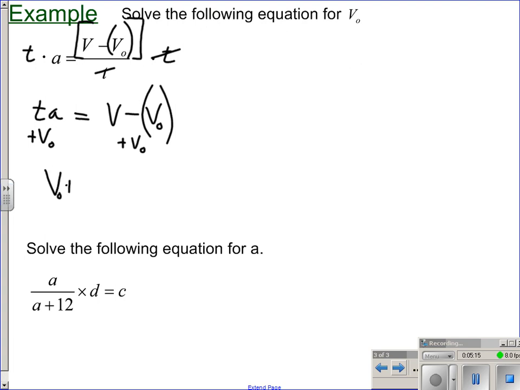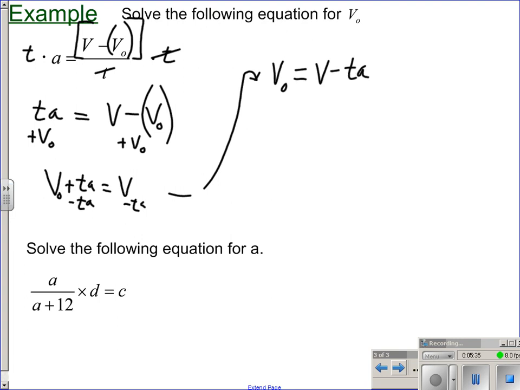So we've got v naught plus t times a equals v. Now, subtraction property. I want to get the v naught all by itself. So what we get is v naught equals v minus t times a. And that's it.